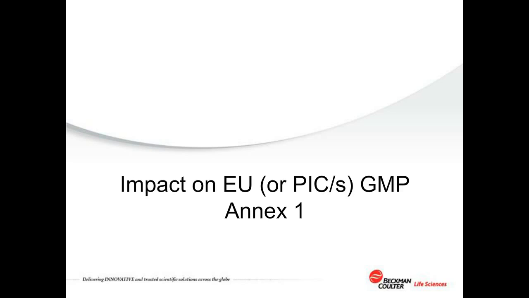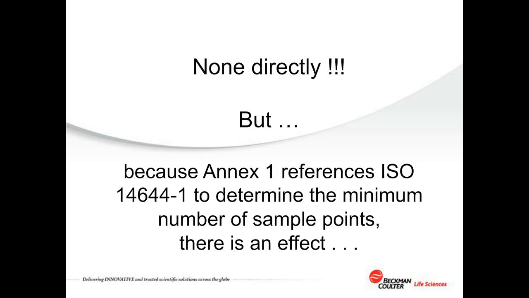So what was done with ISO only indirectly has an impact on these two documents, but it's something certainly to be aware of. And that's because Annex 1 references the ISO 14644-1 document to determine the minimum number of sample points. So there's the effect, really. In other words, it's not that the ISO committee rewrote GMP Annex 1. It's simply that that document, the Annex 1 document, points back to ISO for certain operations, in particular minimum number of sample points.